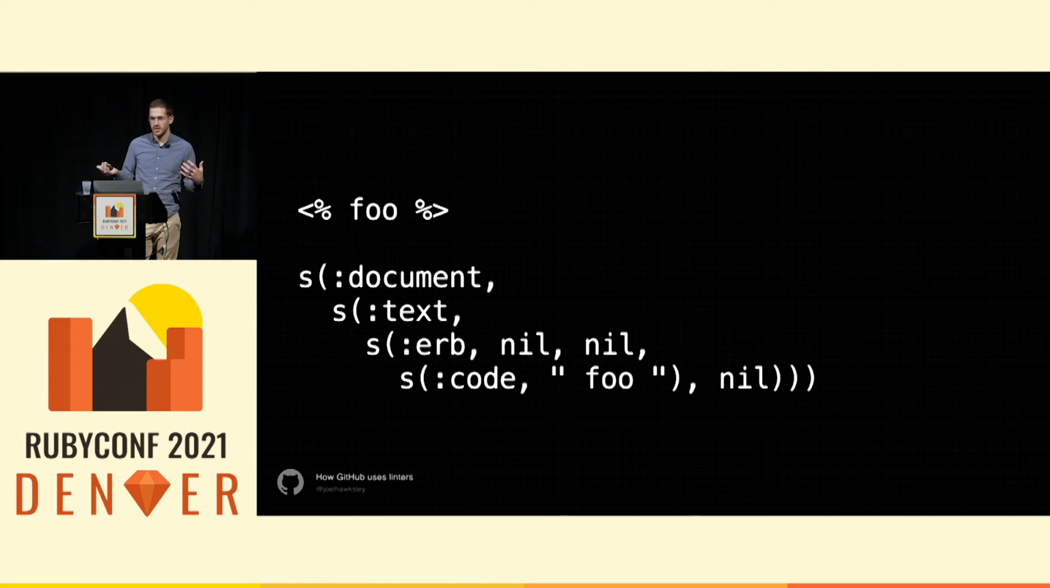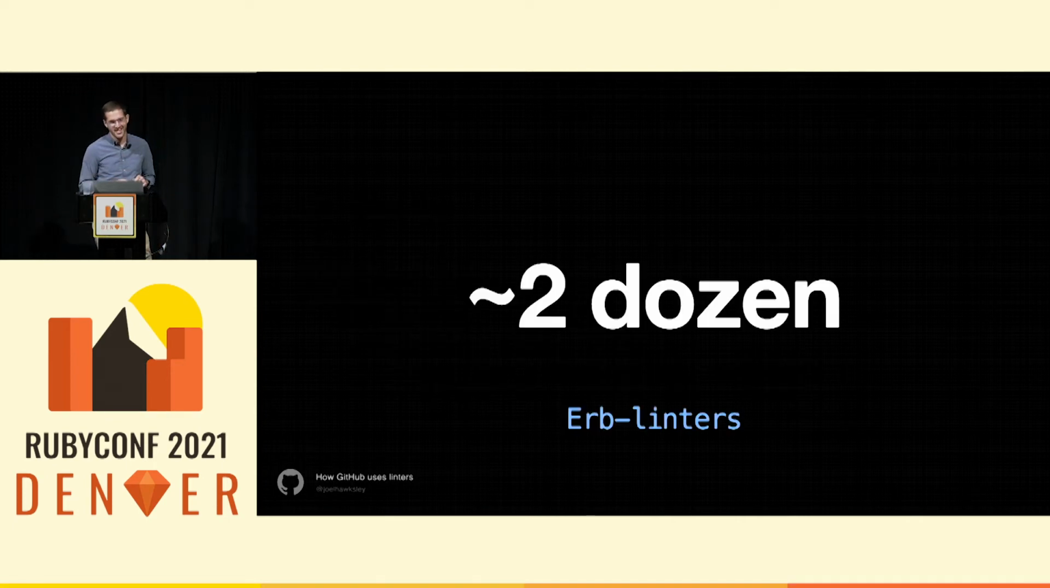So this tree structure is what enables us to write linters that take the structure, like the semantics of our code, into account, well beyond what's possible by writing regular expressions, at least with any amount of sanity.